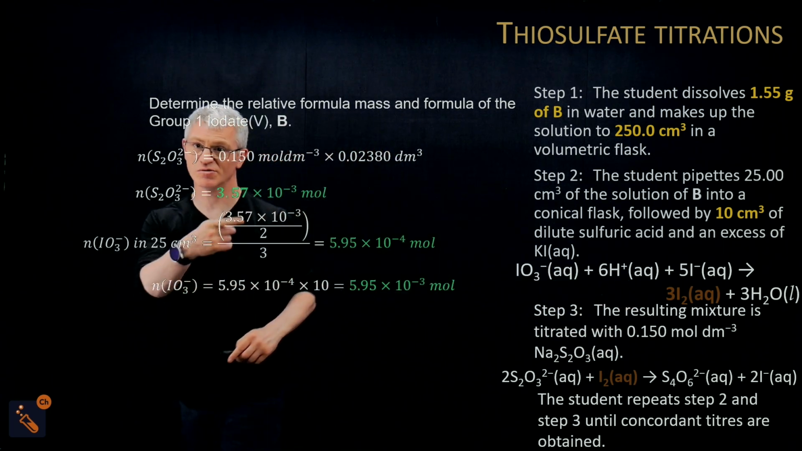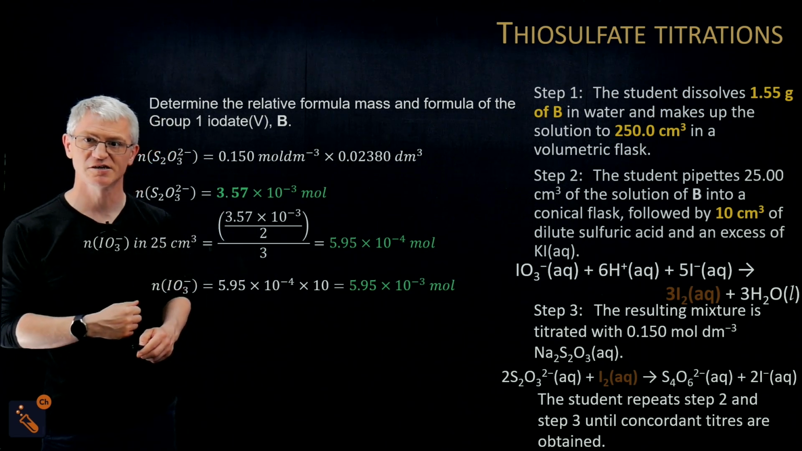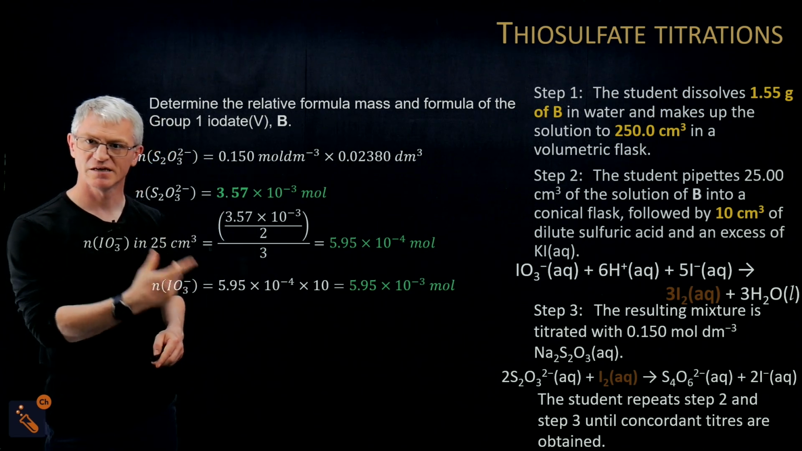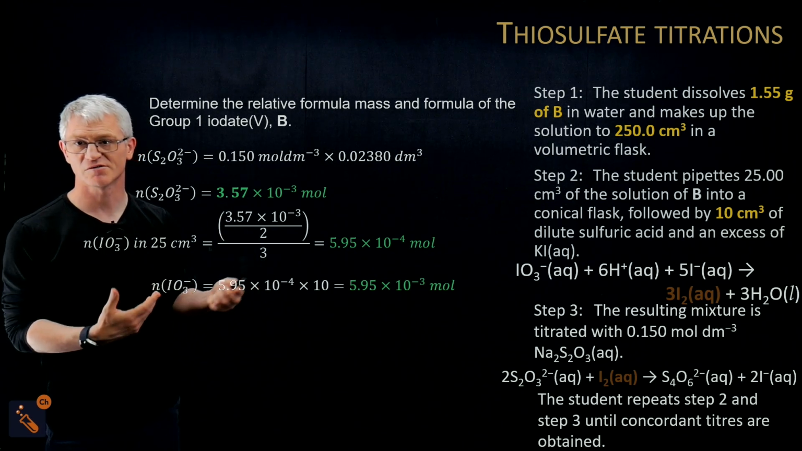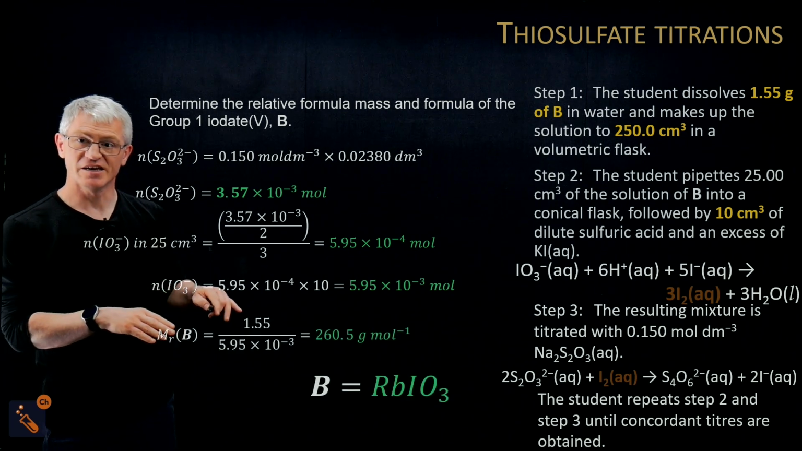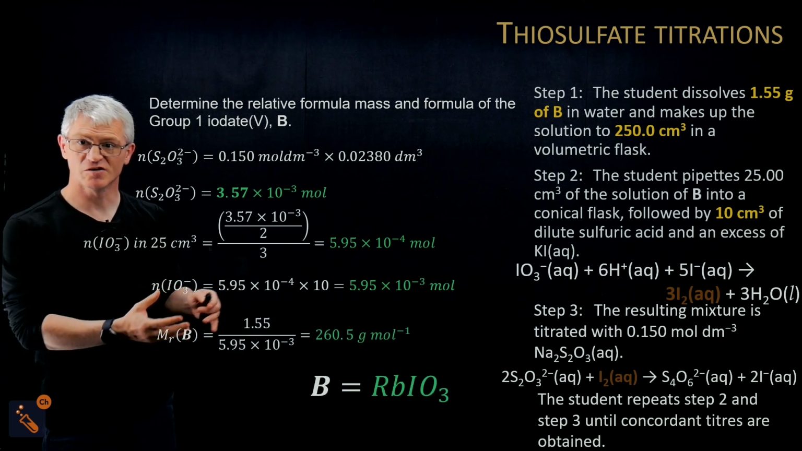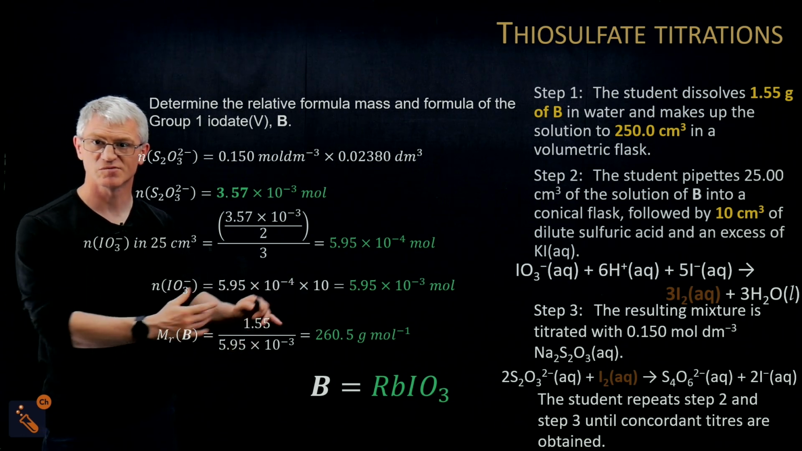So see what we've done? Divide by 2 and divide by 3. That gets us to our iodate, and there we have it. Very clever. We then times by 10 because of the dilution factor. Remember, we took 25 out of 250. And then we just do the same thing we did before. The Mr of B is going to be your mass divided by your moles. We took our moles in, and then we got that.